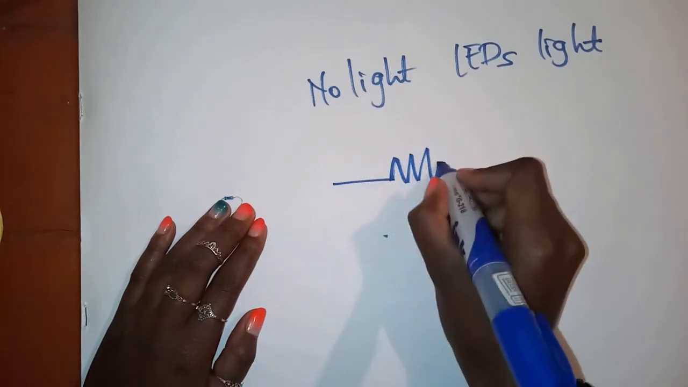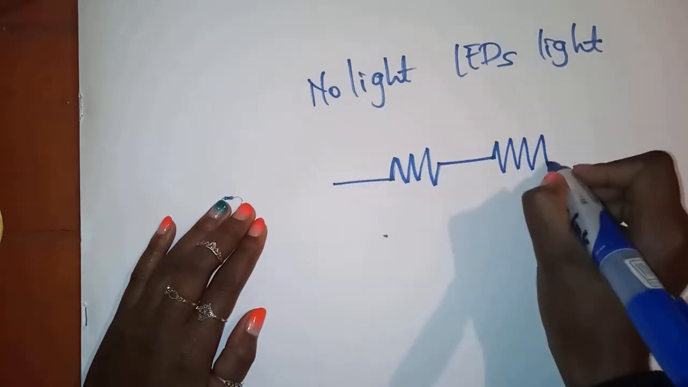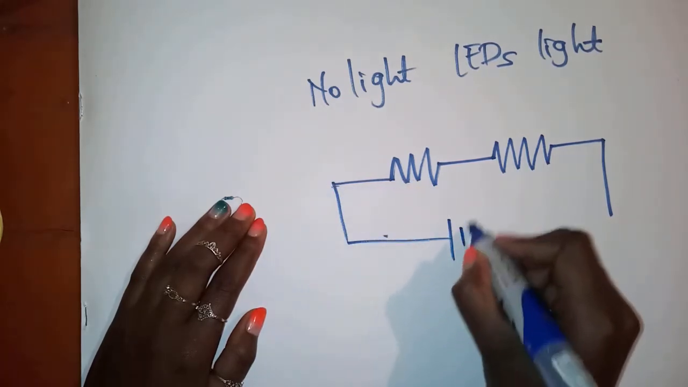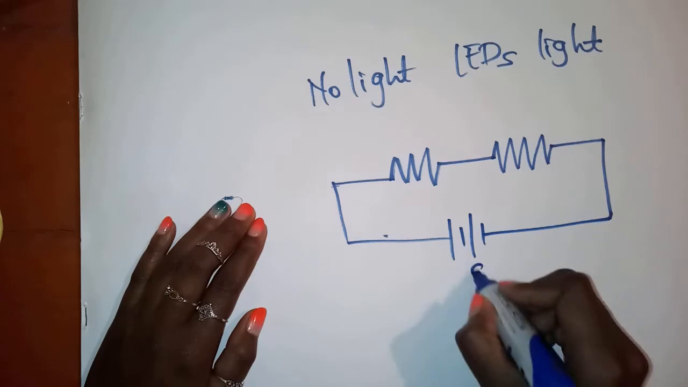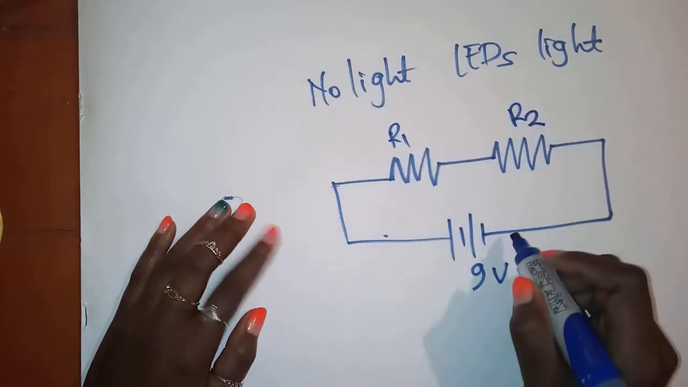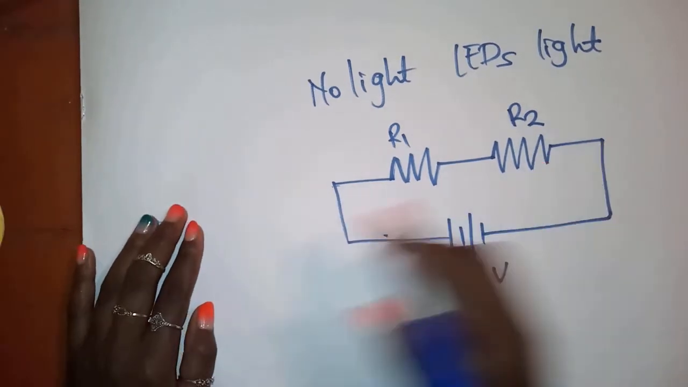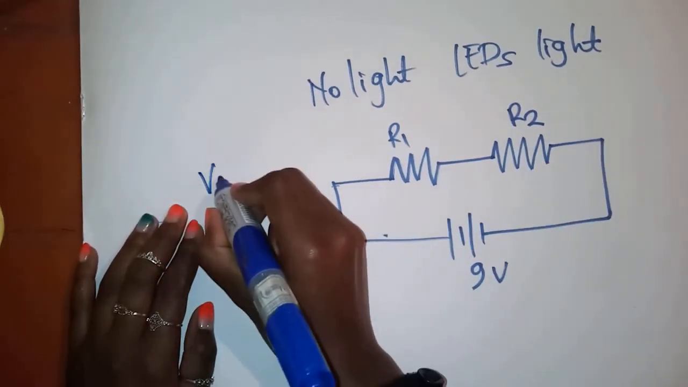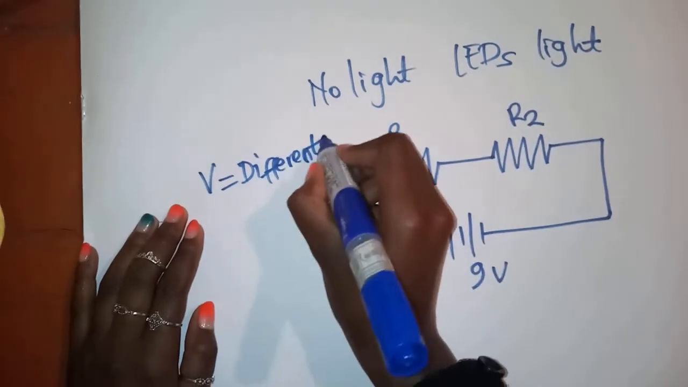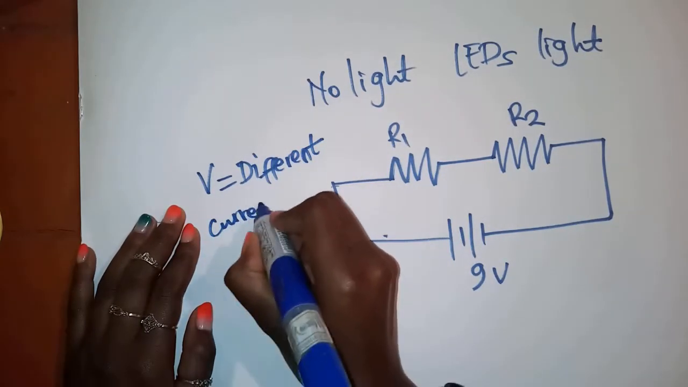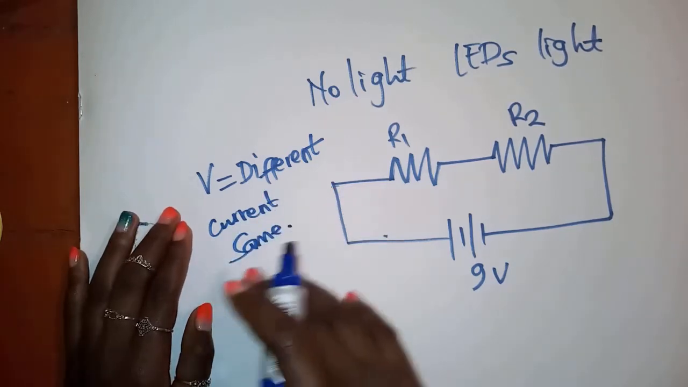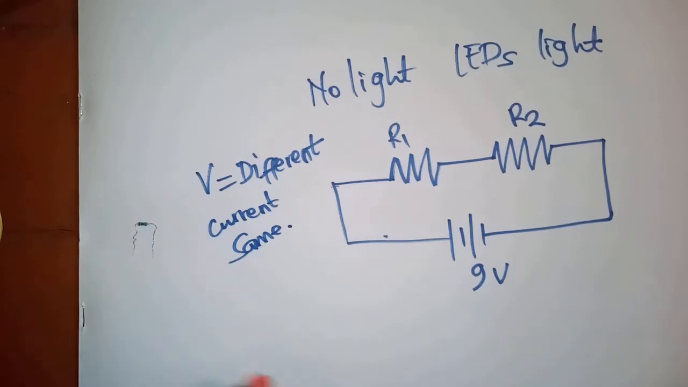So they'll be in this case, this is just an example. We have two. Let's say this is 9 volts, and we have R1 and R2. When resistors are connected in series, voltage is different for each resistor, and the current is the same. I've mentioned this in a previous video. I'll just leave a link to it.